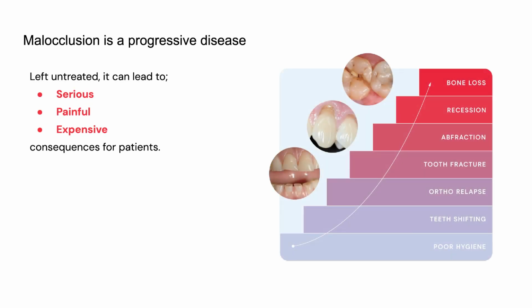So if we look at that progression, we can see it starts out as something as simple as poor hygiene, but then it goes all the way up to not just bone loss, but even jaw pain and breakdown of the joint itself, TMD and TMJ type issues, which obviously become expensive, serious in nature, and probably the thing that gets the patient in is that they become painful as well. So if we treat it on the bottom left, it's a lot easier than treating it on the top right, just like any disease with the human body.